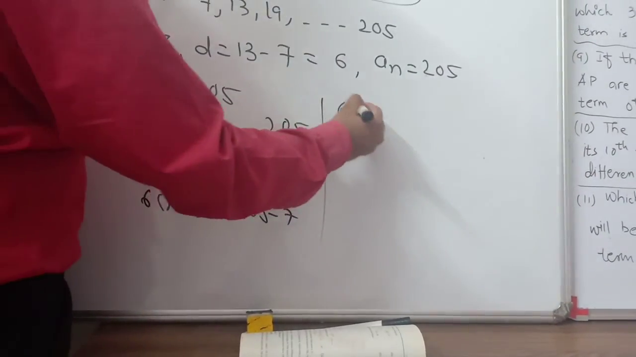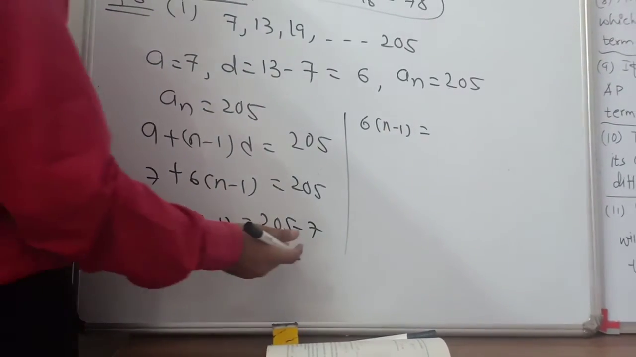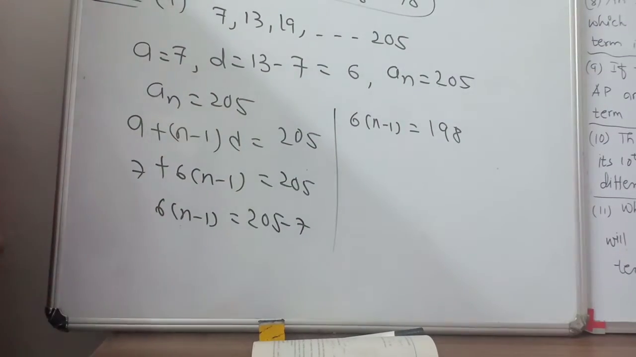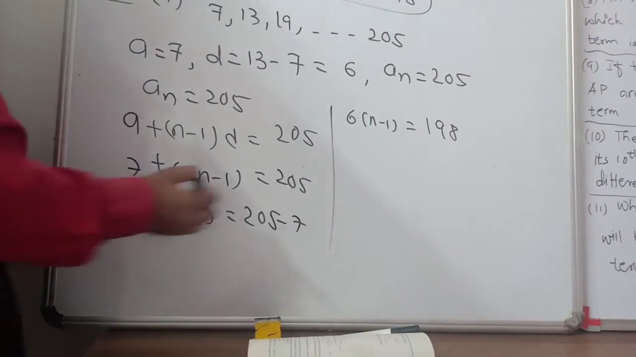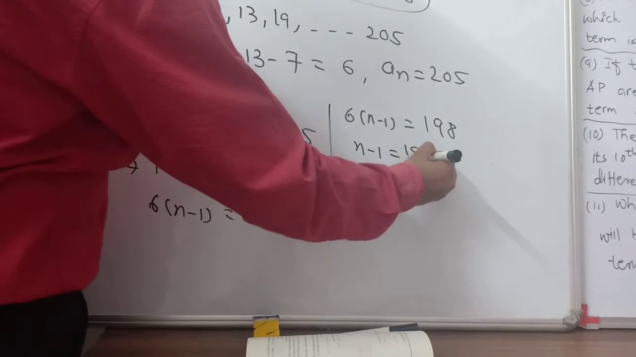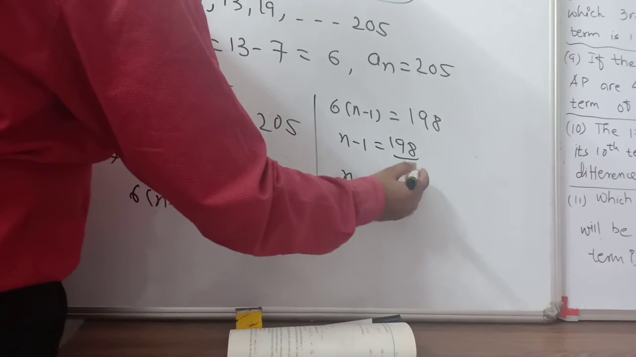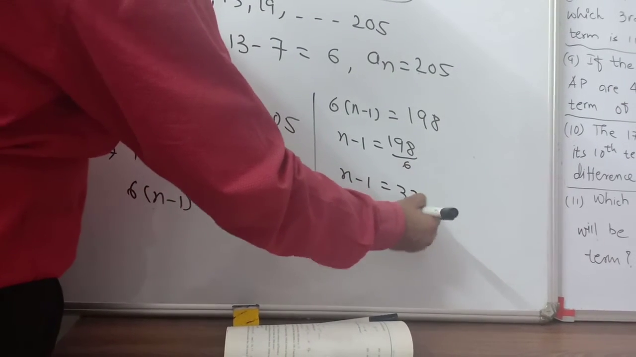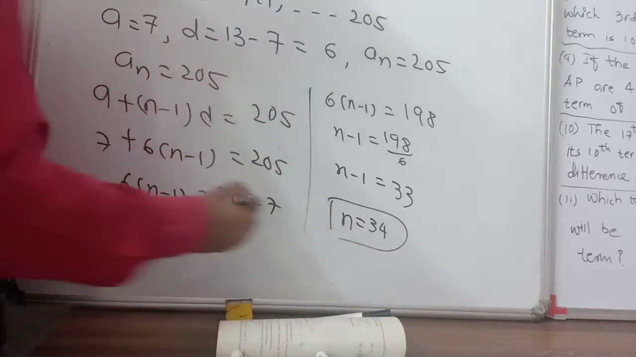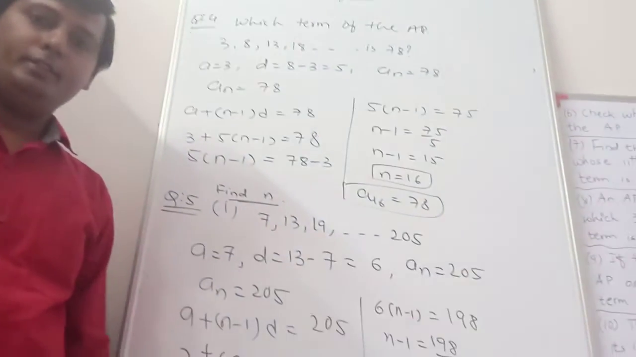So here 6 into n minus 1 is equal to how much? 205 minus 7, that means 198. So n minus 1 is equal to 198 divided by 6. So n minus 1 is equal to 33. So n is equal to 34. Understand? So n is equal to 34. Clear? Right?